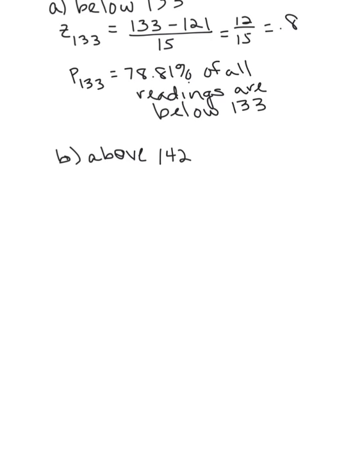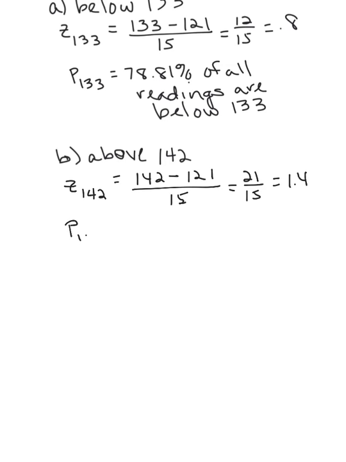Question B asks us to find what percent of the readings are above 142. So again, just like we did before, first thing we have to do is find the z-score for 142. We're going to take 142 minus our mean of 121 and divide that by 15. So we get 21 over 15, which as a decimal is 1.4. Going back to the table, you find a percentile for the reading of 142 is 91.92% are below 142.